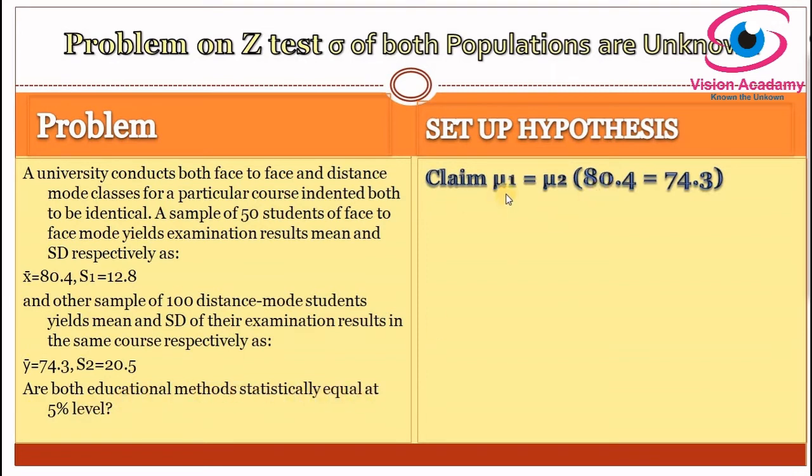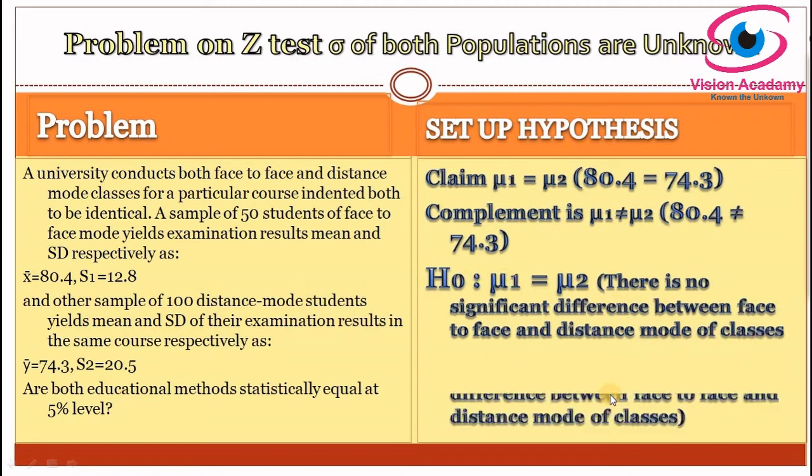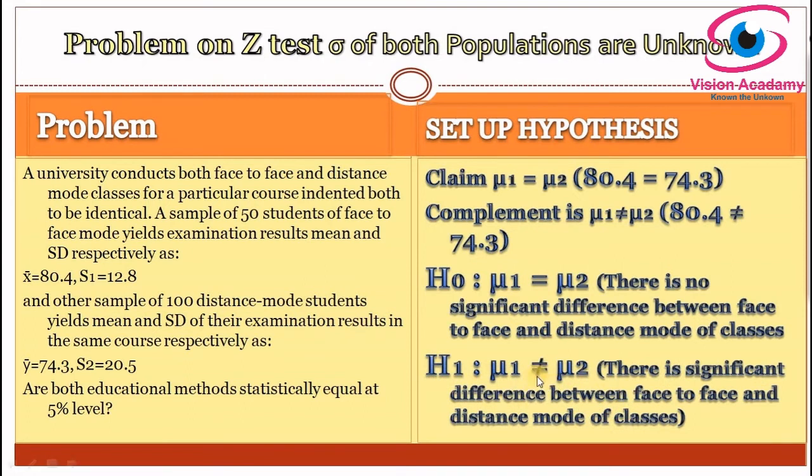So our claim would be mu1 equal to mu2, and as you know, its complement would be mu1 is not equal to mu2. Here, since the claim contains an equality sign, we can take the claim as the null hypothesis, that is mu1 equal to mu2, which means there is no significant difference between face-to-face and distance mode of classes exams result, and the complement as the alternative hypothesis, that's mu1 not equal to mu2, which means there is a significant difference between face-to-face and distance mode of classes result.